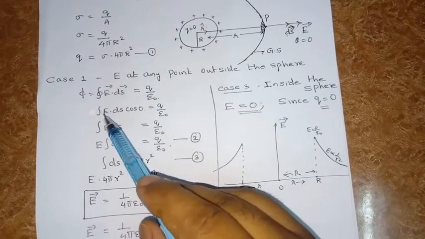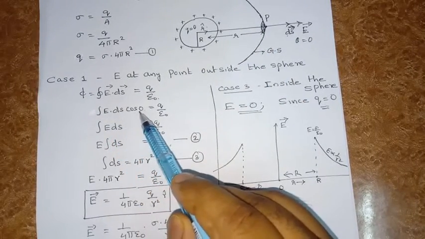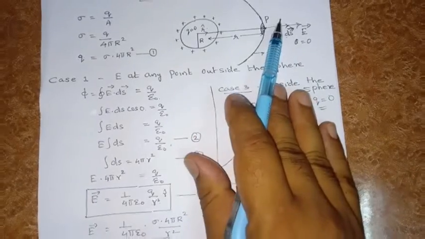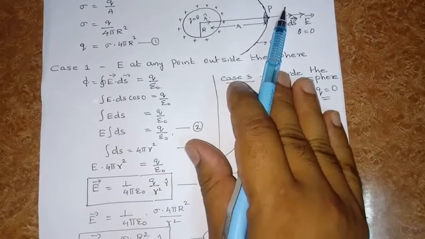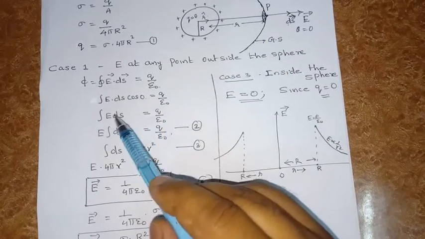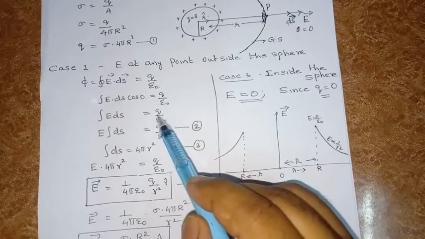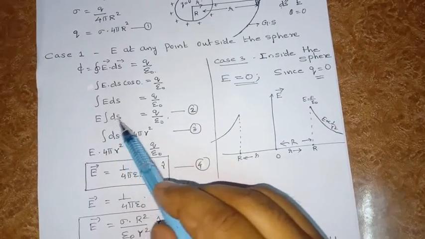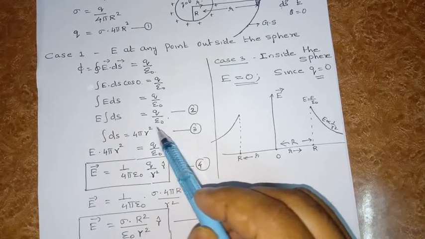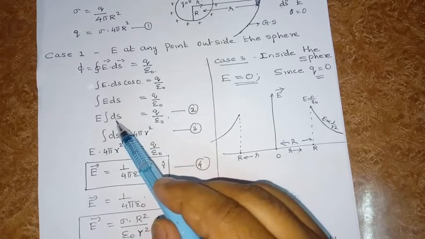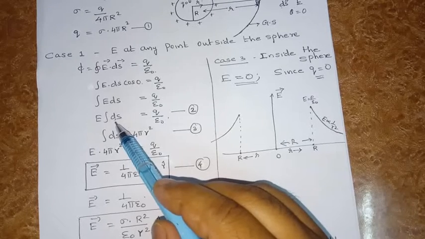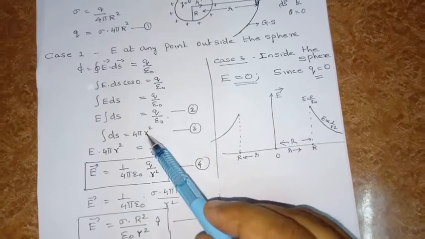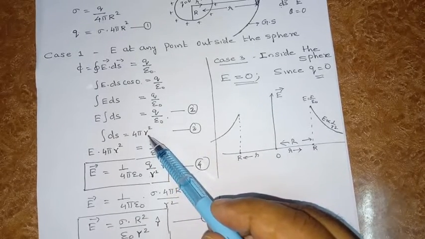Now expanding, integral of E ds cos 0 is equal to Q by epsilon 0, because theta is equal to 0 in this particular case. So cos 0 is equal to 1, therefore integral of E ds is equal to Q by epsilon 0. That means E into integral ds is equal to Q by epsilon 0. Now what is integral ds? Surface area of the Gaussian sphere, and that will be equal to 4 pi small r square, because small r is the radius of the Gaussian sphere.